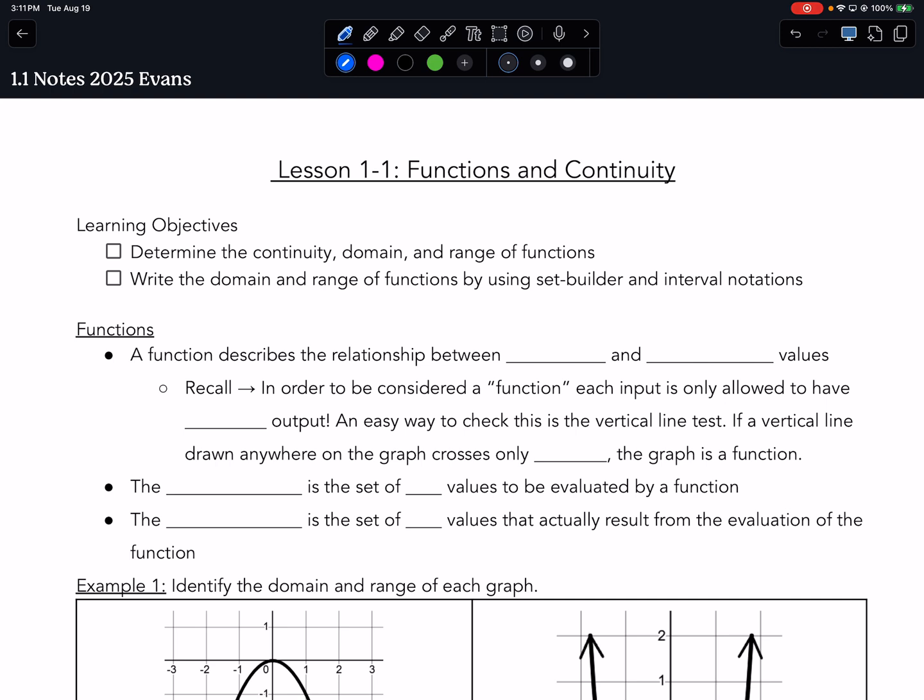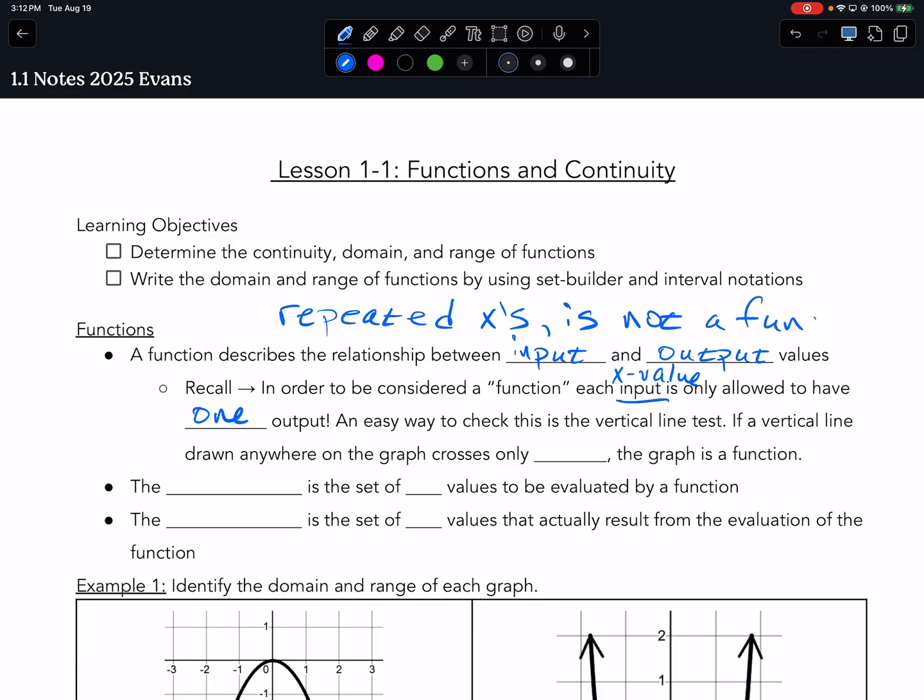The first thing said: a function describes the relationship between an input and output. So in order to be considered a function, each input, or x value, is only allowed to have one output. So if I just say this, repeated x's is not a function. I just like saying things different ways because sometimes one resonates with you better than a different way, right?